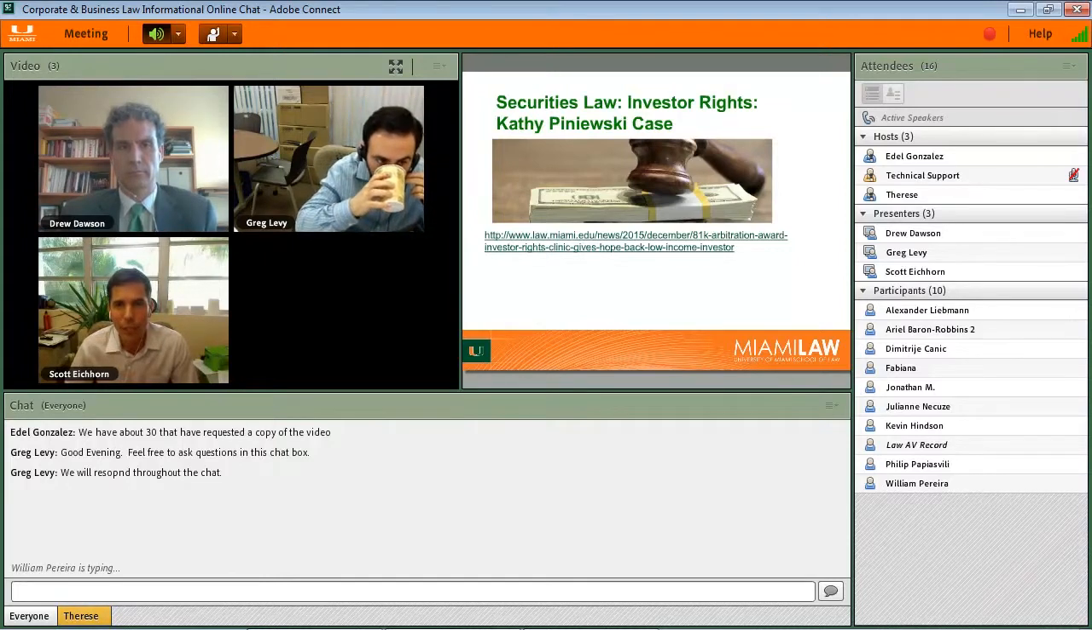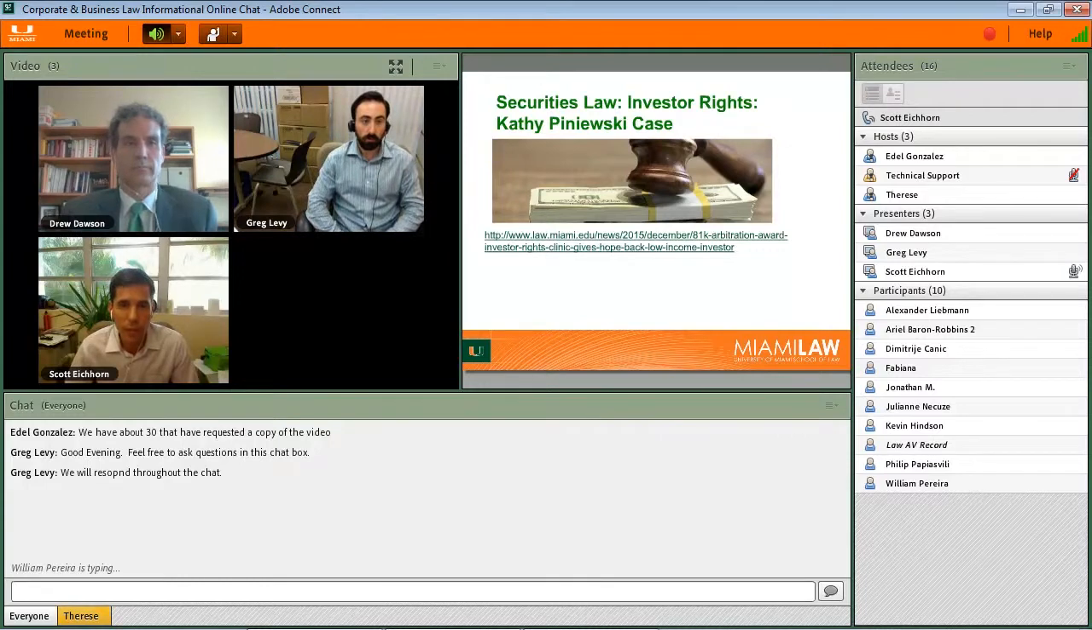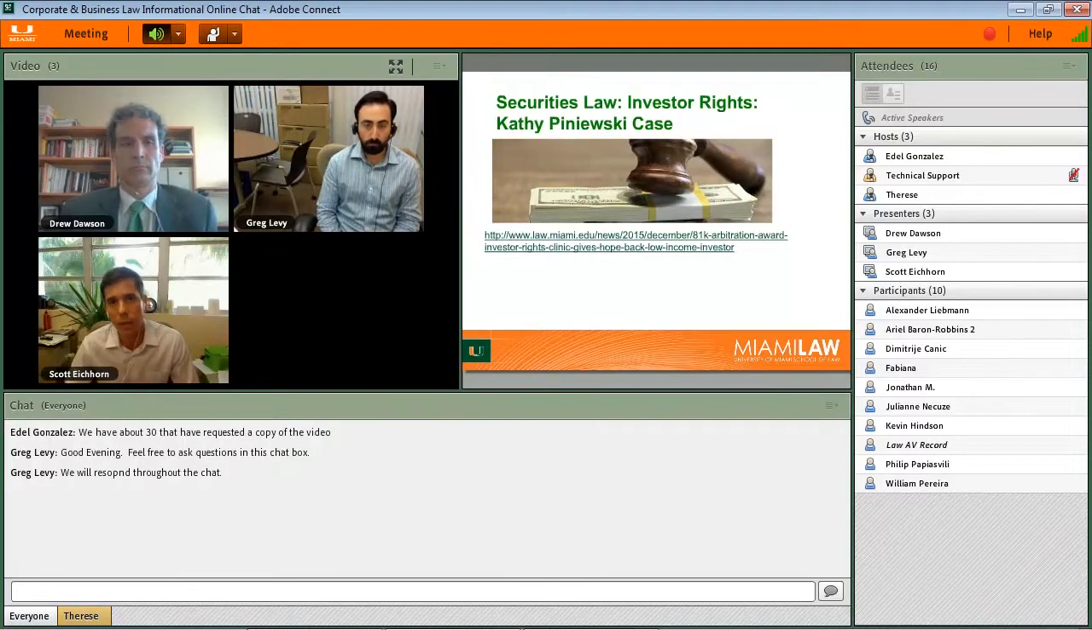As Greg mentioned, I supervise the Investor Rights Clinic. I'm a co-director of that with Teresa Burgess, and we have a very robust clinical program at the University of Miami. There are many different clinics that students can choose from, but the two we're going to focus on today are the Investor Rights Clinic and the Bankruptcy Clinic. I'll tell you a little bit about the Investor Rights Clinic, and then I'll explain an example of a recent case that we worked on and obtained a great result for our client.